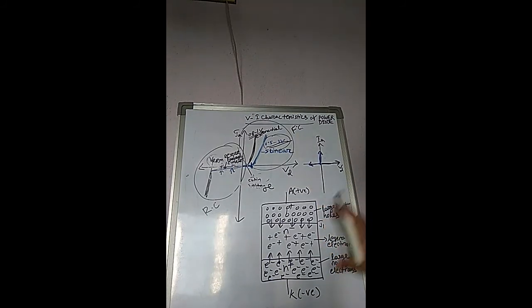So this power diode is called a bipolar device. Why is this called a bipolar device? Because for the conduction of this diode, both holes and electrons participate in the movement. That's why this is known as a bipolar device.